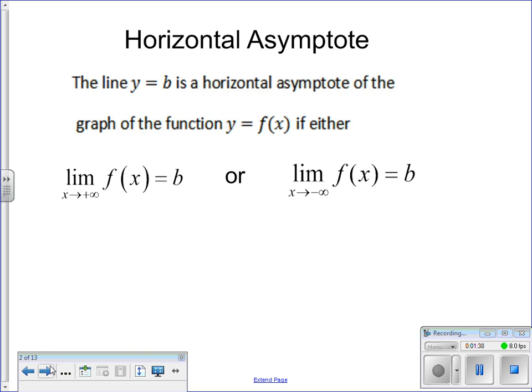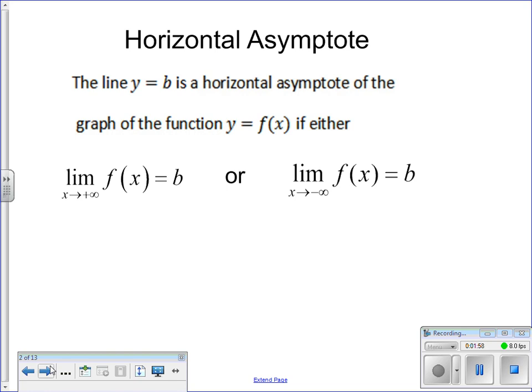You can have one in one direction, one in the other direction, or two separate asymptotes, one in each direction, depending upon the equation you're dealing with. It all depends upon the equation and what's going on. So it could be to the left or to the right, either one, and you have to check both.